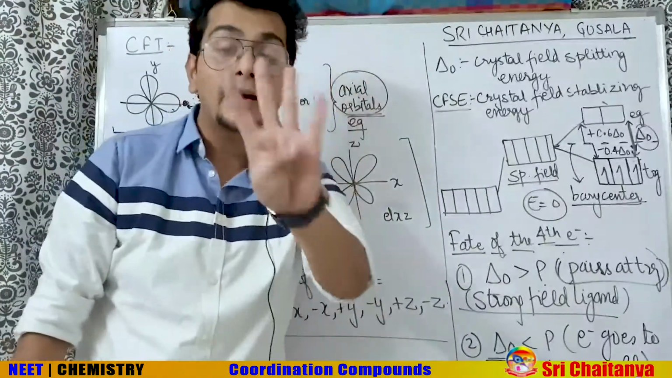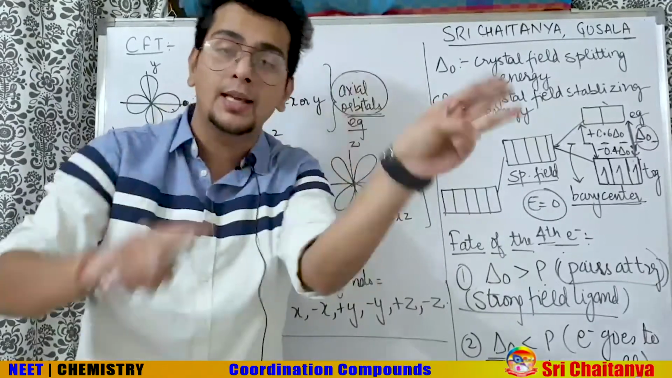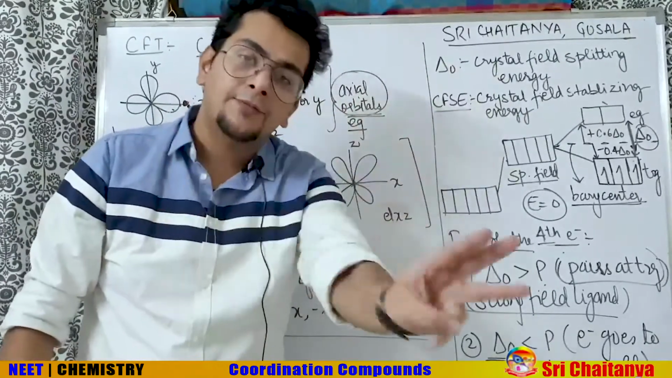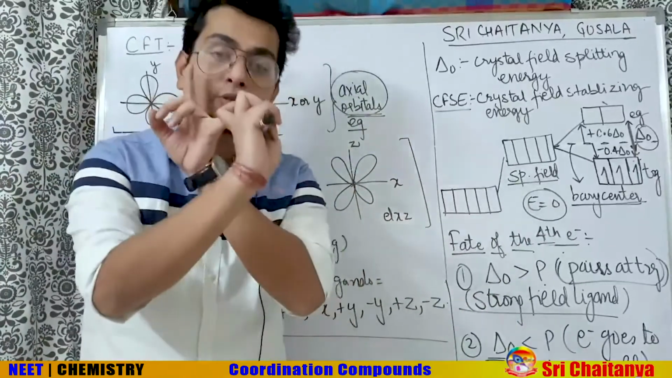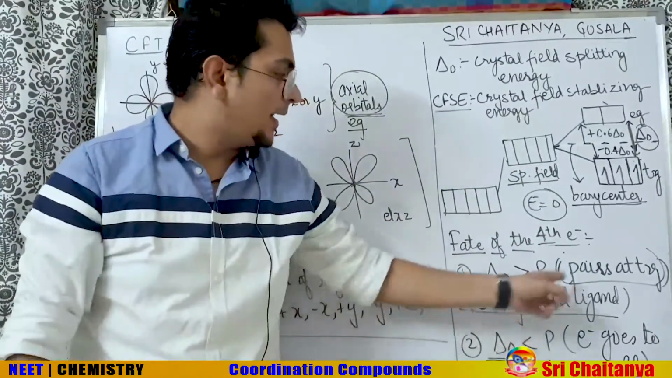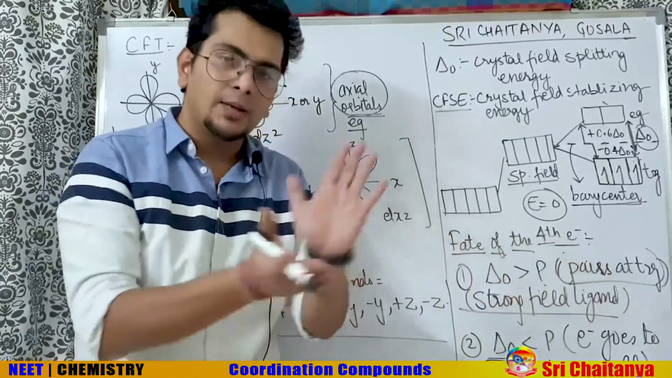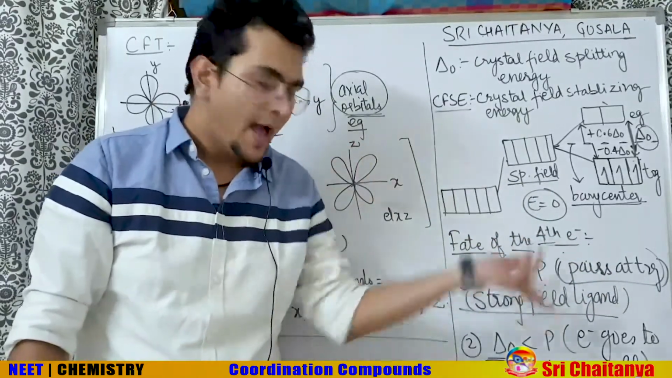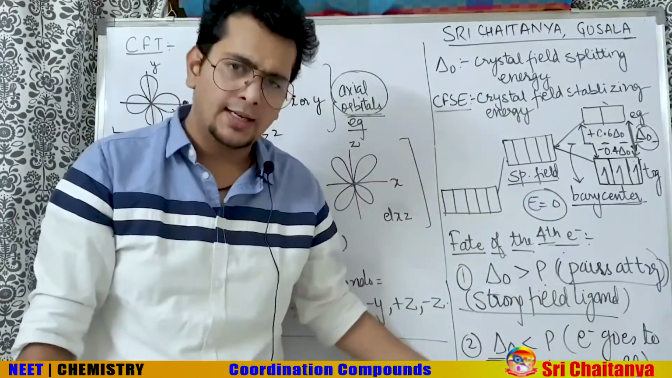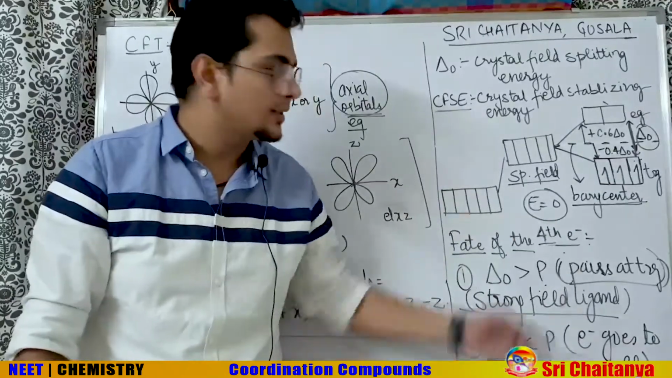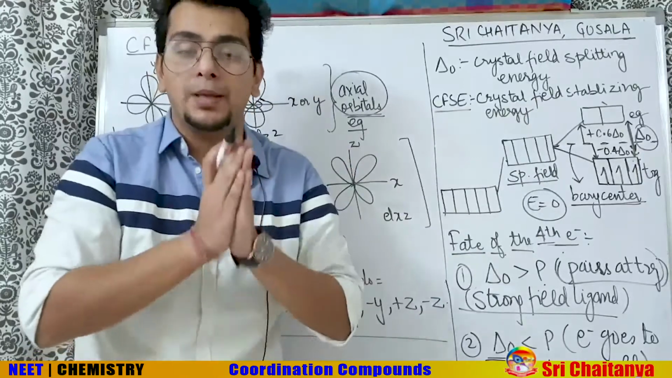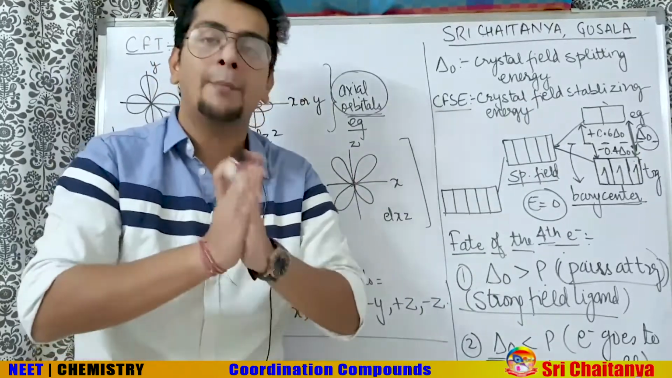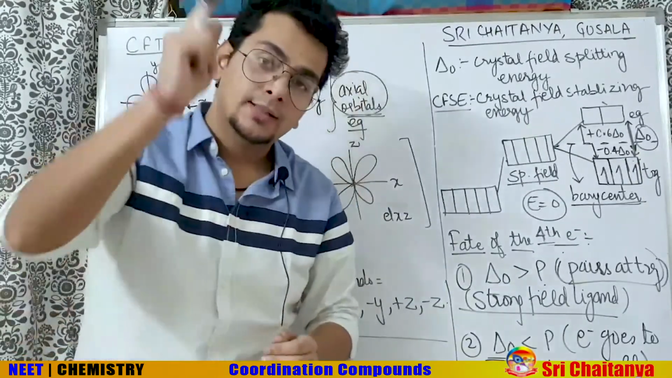So for the 4th electron, understand, up to d1, d2, d3, no problem. SFL, WFL, no problem. From the 4th electron onwards, if you have a strong field ligand, then the electron pairs because the splitting becomes higher than the pairing energy. And if the ligand is weak, then delta O is lesser. That means going to Eg is easier as compared to pairing. So this is what is going to happen to the 4th electron. Let's continue with the story.